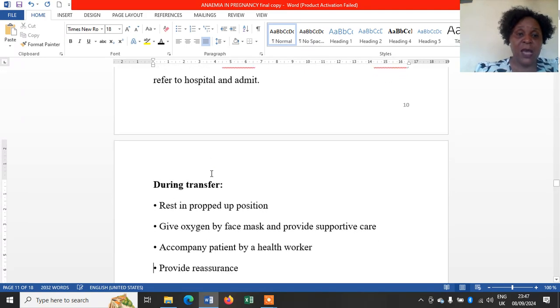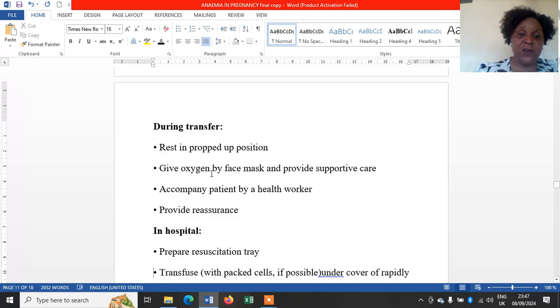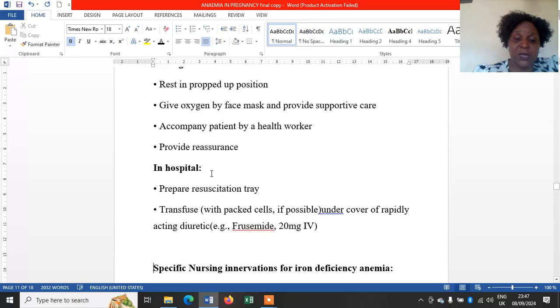And for this mother who is being referred to hospital, as you transfer this mother, rest the mother in a propped up position. If possible, give oxygen by face mask, accompany the patient and reassure, because this mother is severely anemic. And when you reach hospital, prepare the resuscitation tray, transfuse. Preferably, if this mother is having hemolysis, may need packed cells, but if this mother is having hemorrhagic, may need full blood.